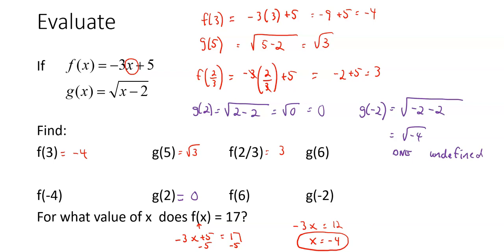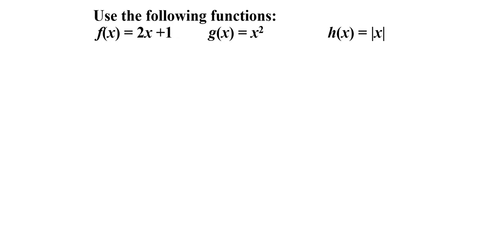If you put negative 4 back into the x that I have circled up on the top of the slide, negative 3 times negative 4 is 12. 12 plus 5 is 17. It works out. Right? So read the question carefully to see which one you need.